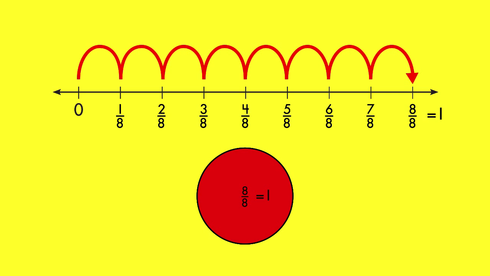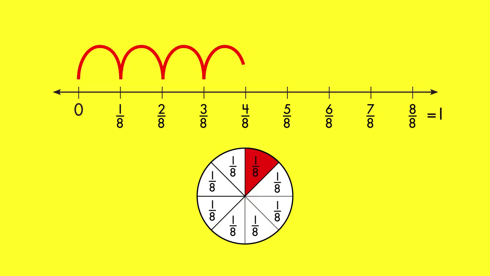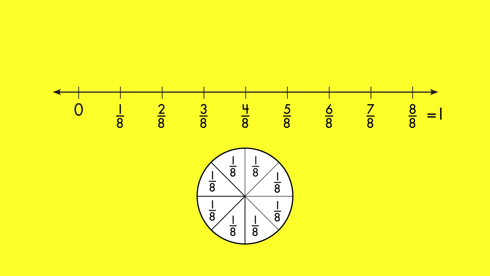When you subtract fractions, you take away parts of the same whole. 8/8 minus 3/8 equals 5/8. 5/8 minus 4/8 equals 1/8. 1/8 minus 1/8 equals 0.